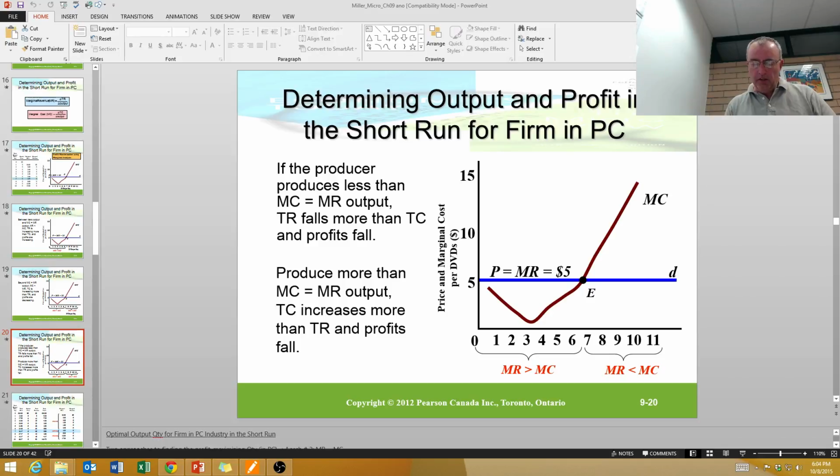Anyways. Okay, so sort of in conclusion, if we're operating at a quantity less than our equilibrium quantity here, our marginal revenue exceeds marginal cost, so we can increase our profits by increasing our level of output. And if we're operating in this section of the curve here, our marginal cost exceeds marginal revenue, so we can decrease our losses by reducing our output. And so again, we gravitate to this optimal quantity where marginal revenue equals marginal cost. And again, in this example, that equals 7 units.